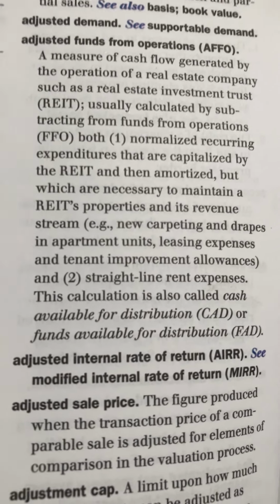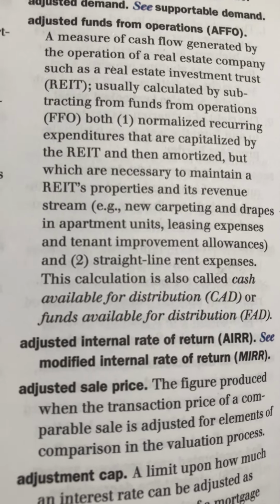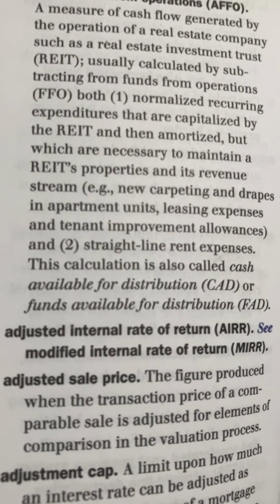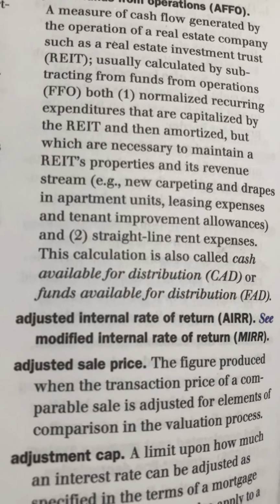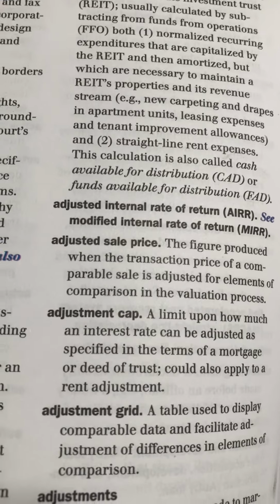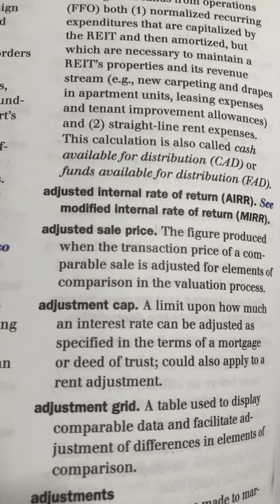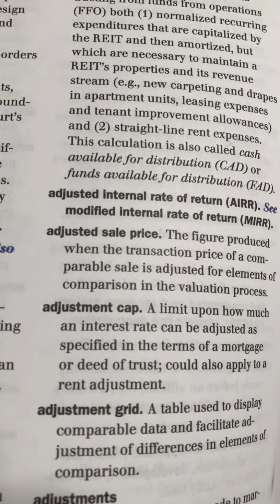And 2, straight line rent expenses. This calculation is also called cash available for distribution, CAD, or funds available for distribution, FAD. Adjusted internal rate of return, AIRR. See modified internal rate of return, MIRR.